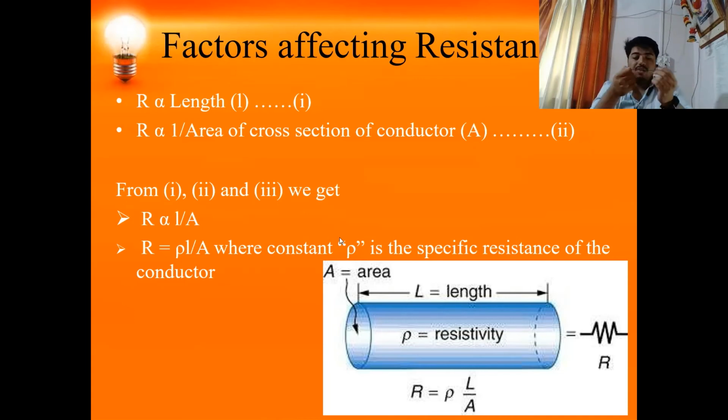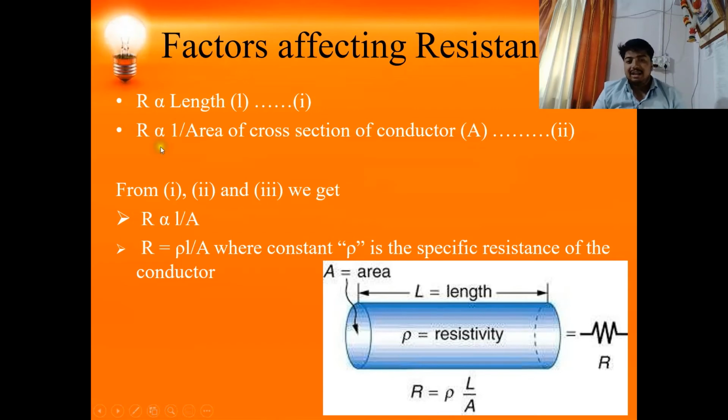But now if we consider the area of cross section of this conductor to be around 1 mm square, and I increase the area to 2 mm square, then the resistance will be halved. Yes, as the area of cross section increases, the resistance decreases. Hence area of cross section is inversely proportional to resistance.